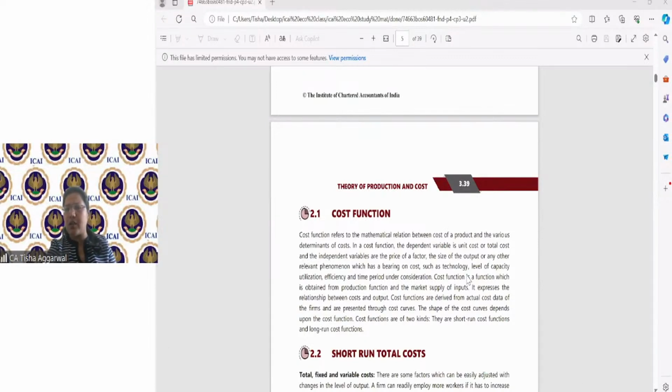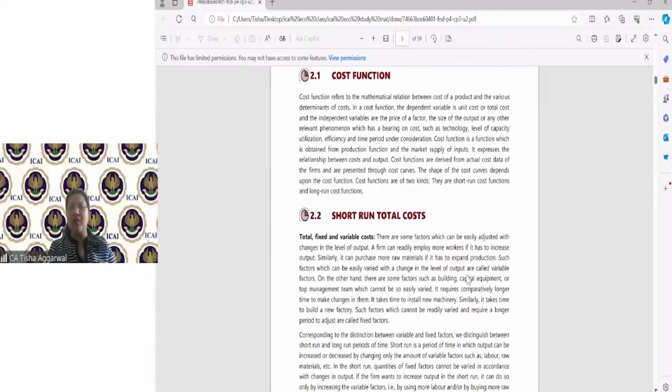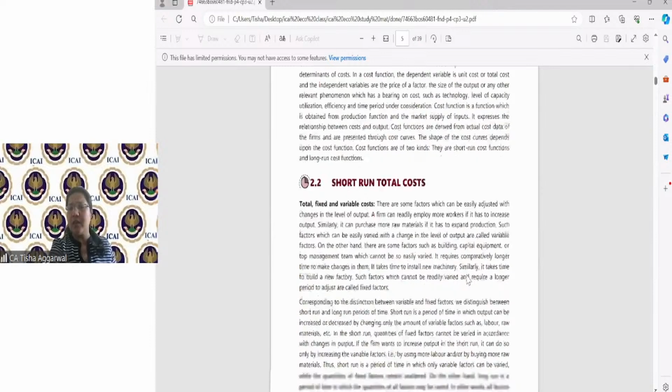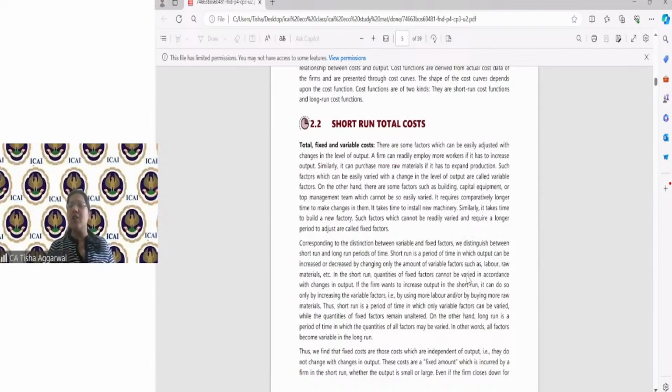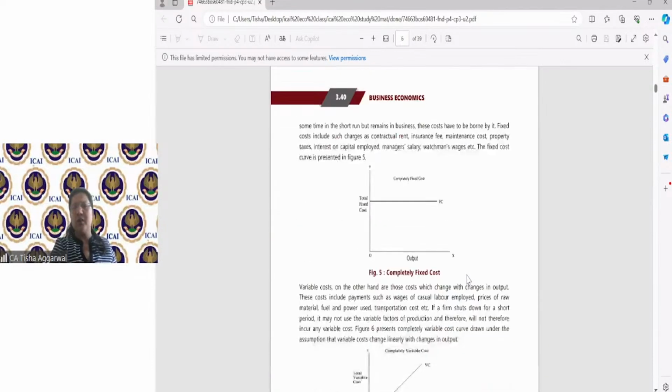In short run total cost, we have the fixed cost, variable cost, and the total cost. Fixed cost is the cost only on the fixed factors of production. Variable cost is the cost only on the variable factors of production. And when you add them together, that is known as the total cost. Look at this diagram.